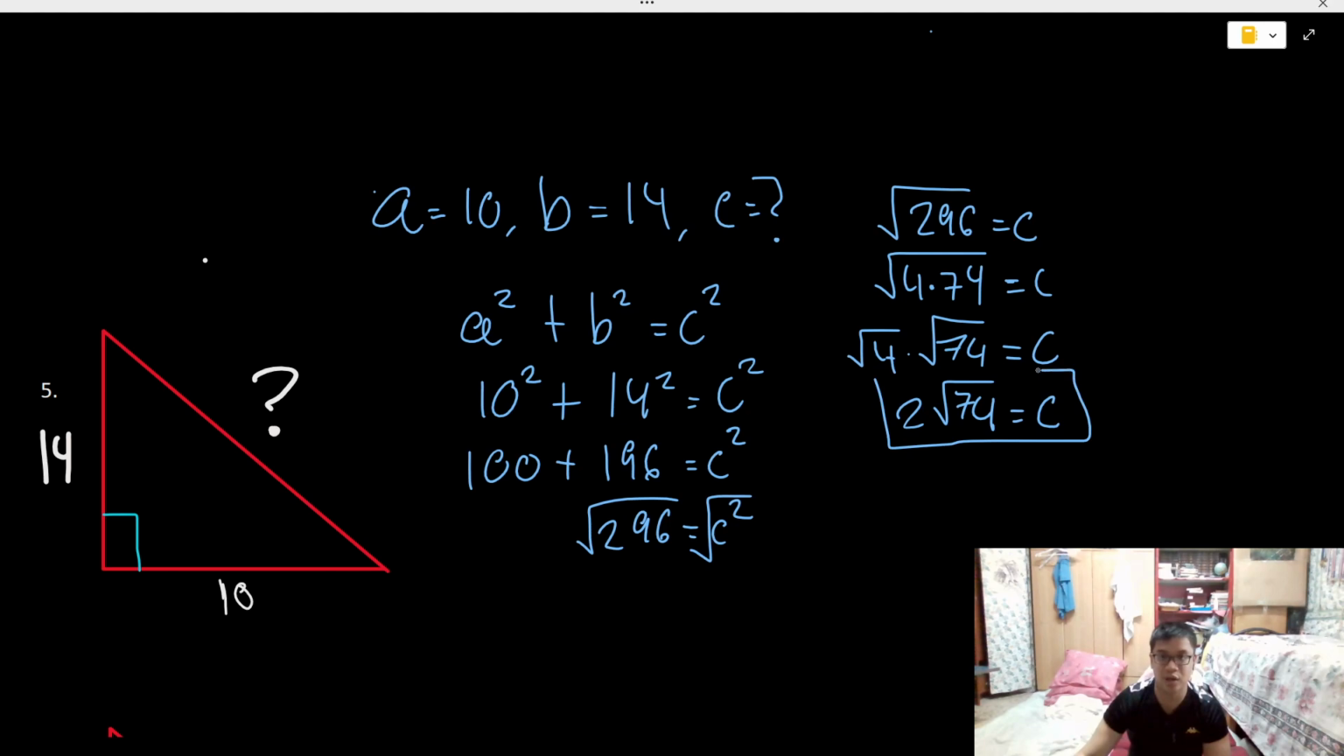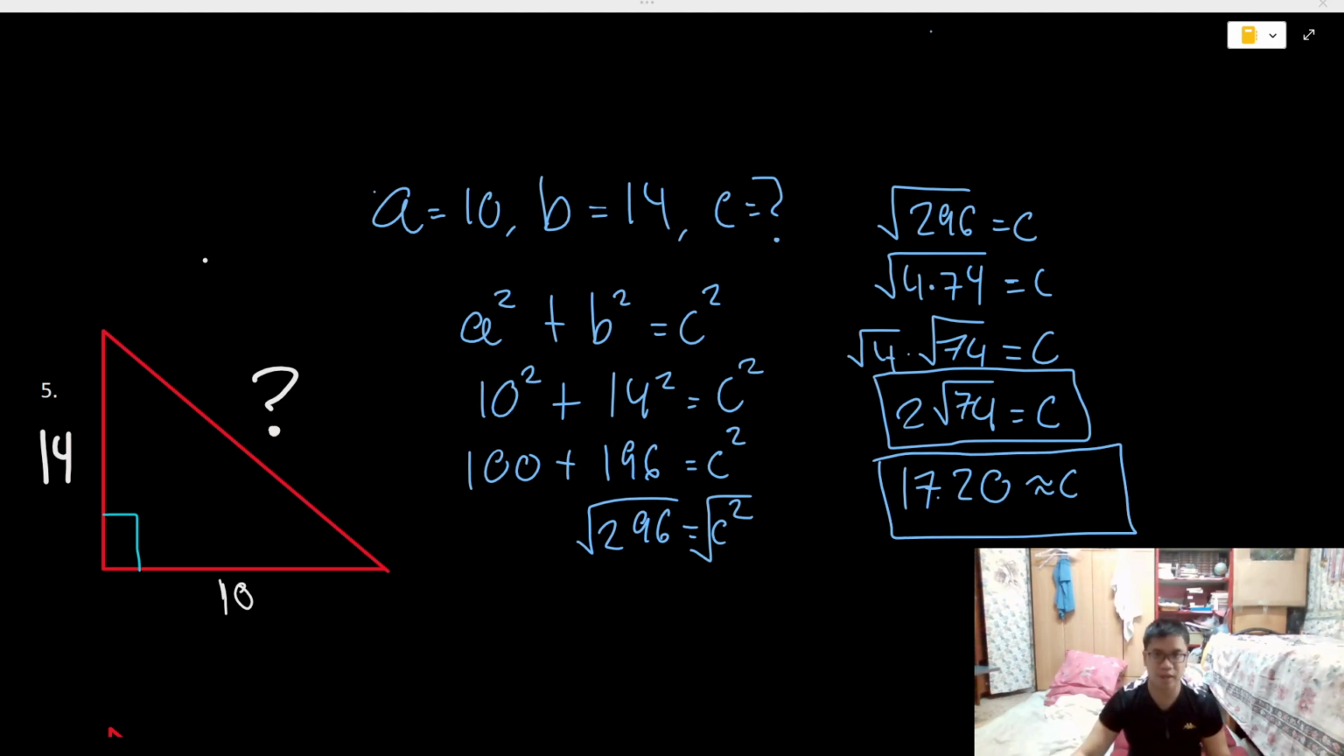It's the exact answer. However, if you're curious, at least to two decimal places, what will be the value? Because in reality, we couldn't measure that exactly, right? So we can just approximate that in two decimal places, or three decimal places if you like. This is approximately 17.20 units. So that is your answer. Okay, we're good to go.